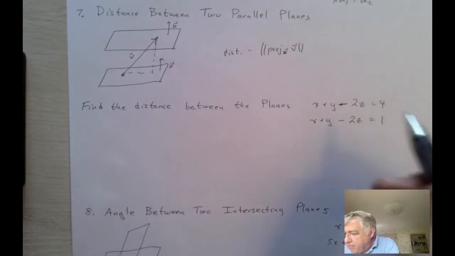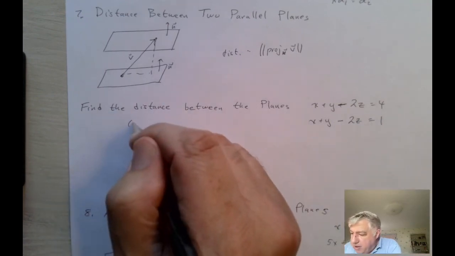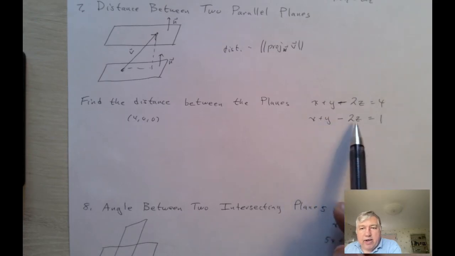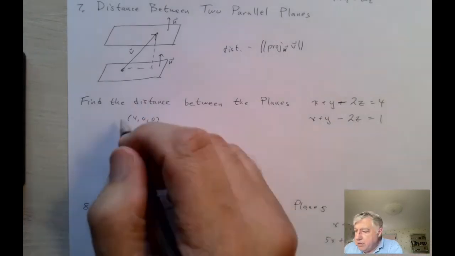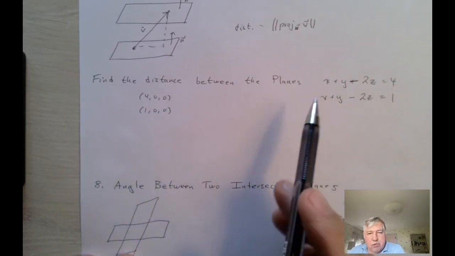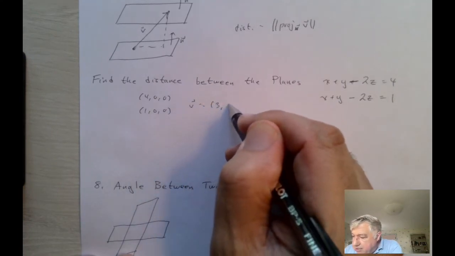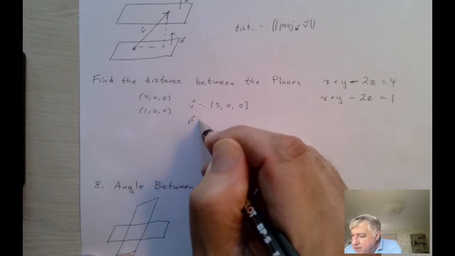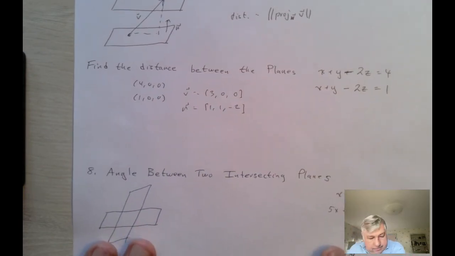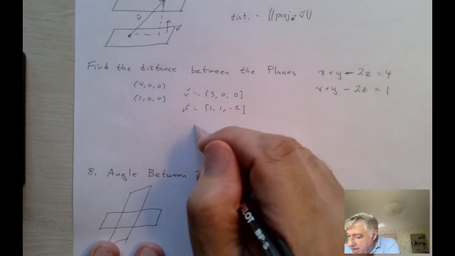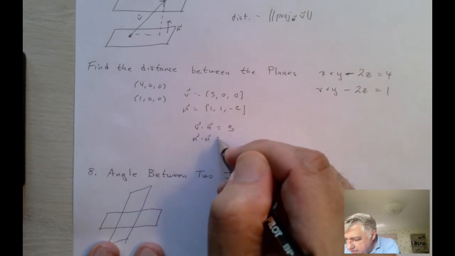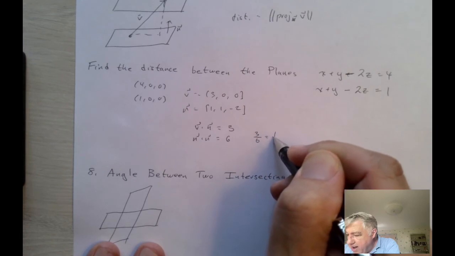In this case, first let's get 2 points. We already know that (4, 0, 0) is a point on this plane, and I think you can see if you let y and z be 0, then x equals 1. It gives us a solution. So this is a point on the second plane. So v will be (3, 0, 0). n is still (1, 1, negative 2). And then in this case, v dot n, I think you can see, is going to be 3. n dot n is 6. 3 divided by 6 is 1/2.